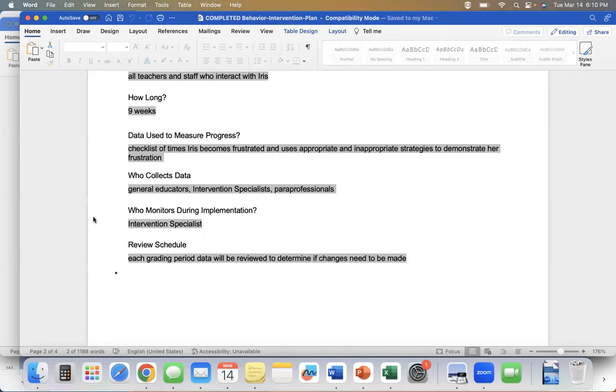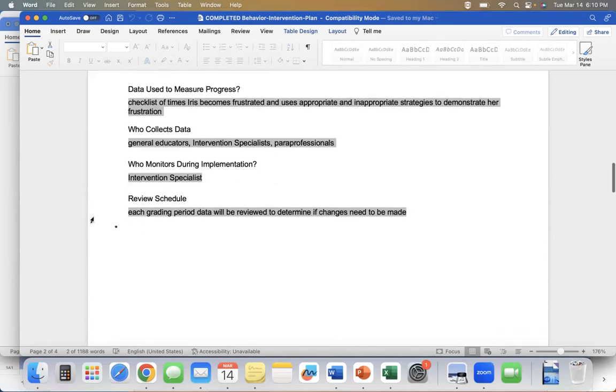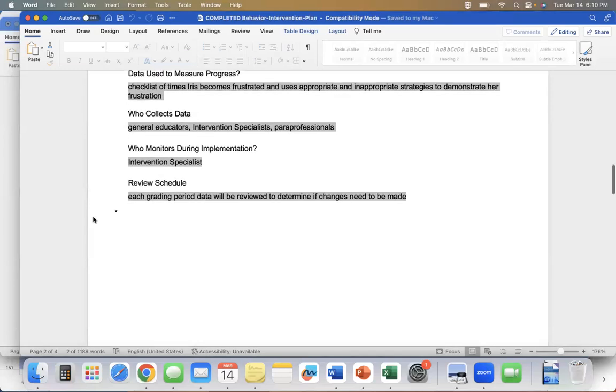Monitoring, in this case, we have an intervention specialist designated as the person who monitors the implementation. It does not have to be the IS, it could be anyone else involved as well. And then the review schedule: each grading period, we're going to review tracking data to determine if anything needs to be changed.